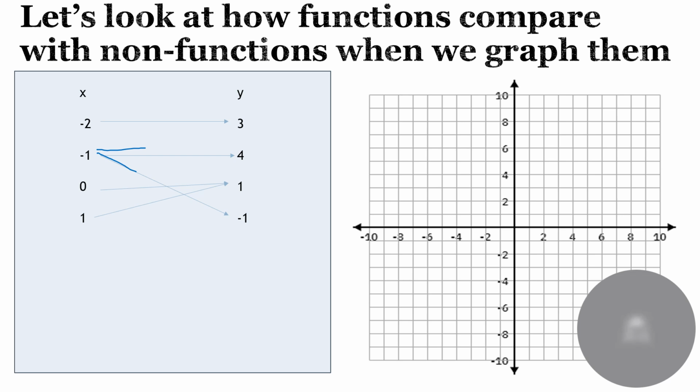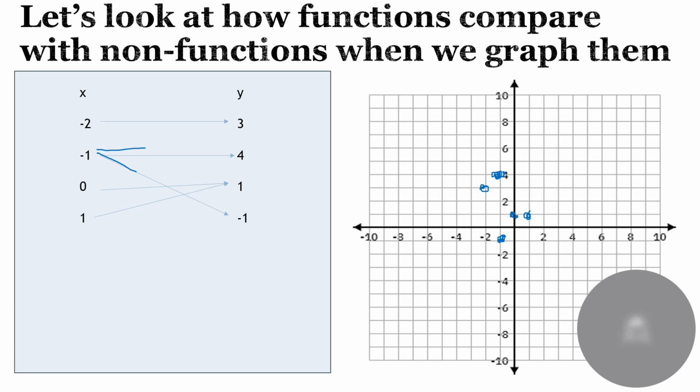-2, 3. I don't think this one has a pattern. -1 goes to 4 and also goes to -1. 0 goes to 1 and 1 goes to 1. All right. Now what I want you to notice is the violation part here.